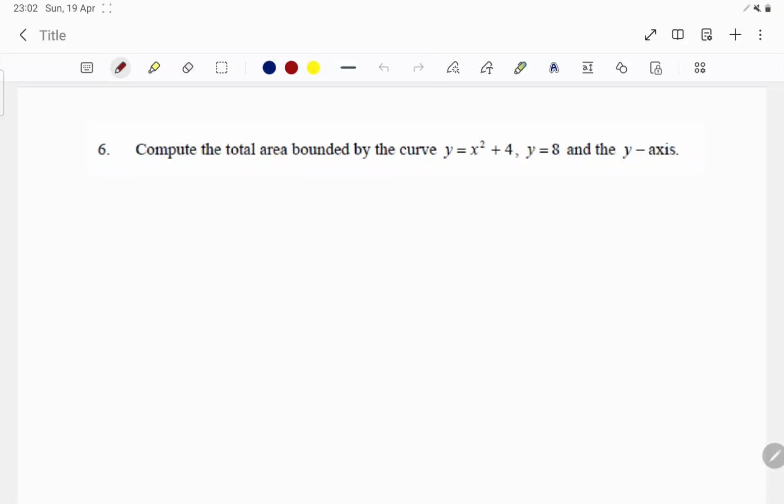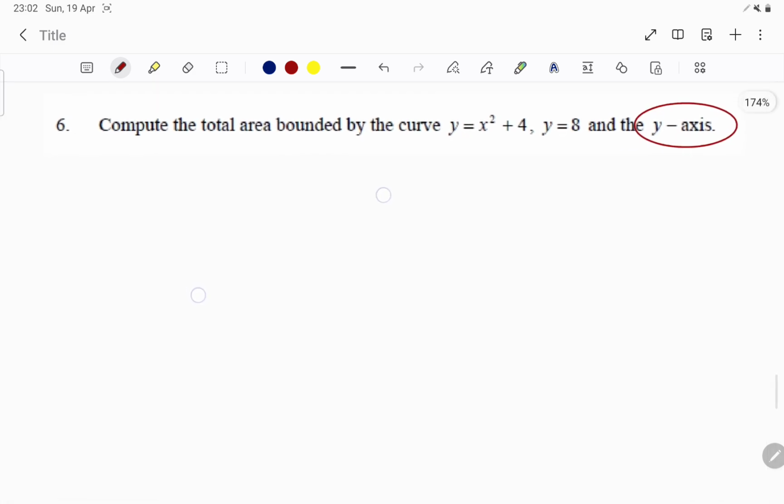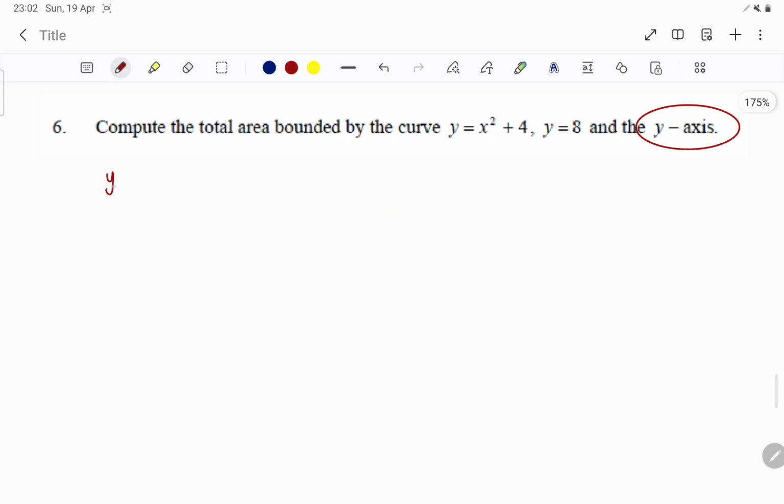Okay, hi. For this video, I will explain tutorial 4.1, area bounded by two curves, for question 6. Question 6 asks us to compute the total area bounded by the curve y equals x squared plus 4, y equals 8, and the y-axis. So we have two curves: y equals x squared plus 4, and another one, y equals 8.